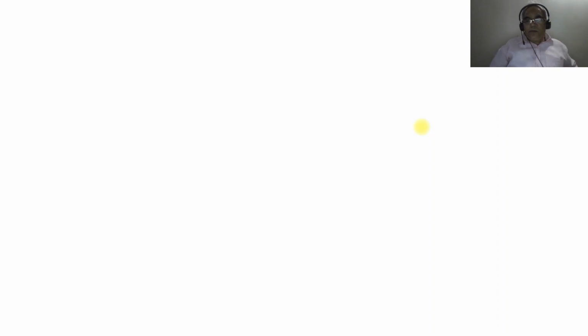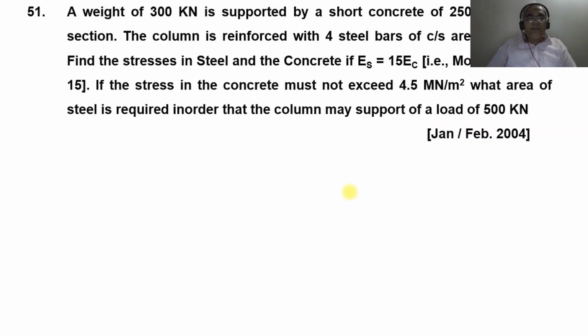Now we're going to take up one more problem on composite bars. Here the problem we're going to read is problem number 51. A weight of 300 kilonewton is supported by a short concrete column of 250 mm square section. The column is reinforced with 4 steel bars of cross-sectional area 5500 mm square. Find the stresses in steel and concrete if ES equals 15 times EC.